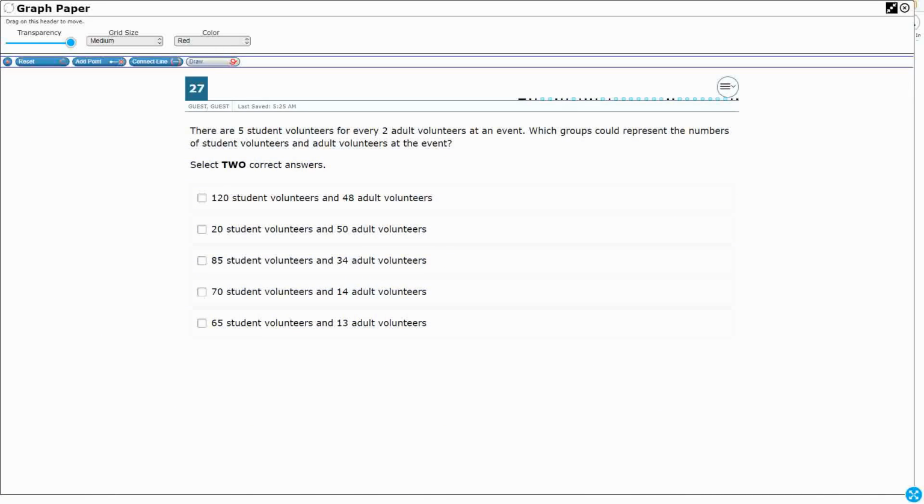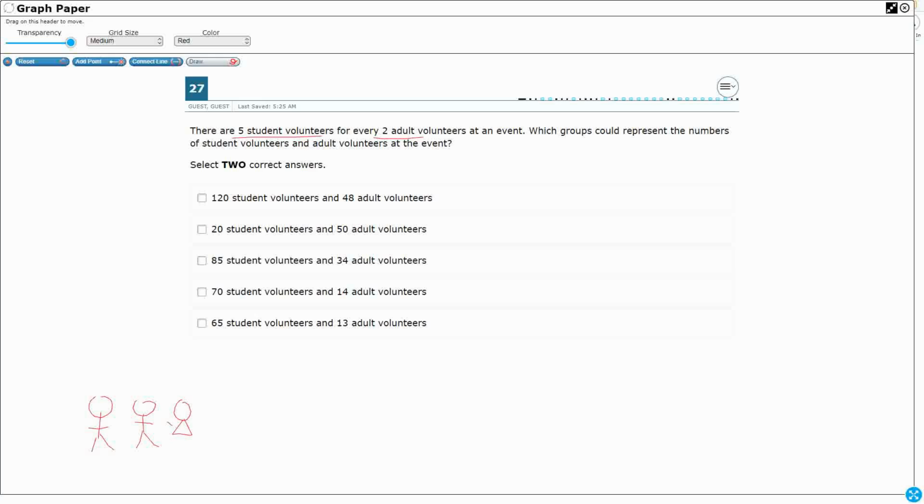So the situation looks like it's pretty simple. We've got 5 student volunteers for every 2 adult volunteers, right? So I'm going to just draw a picture of that. I'm going to put 5 students like this. I'm going to make them small so we can see that they're students. And then I'm going to put in a different color 2 adults, right? Maybe a teacher and a teacher assistant. You never know. All right, so there we go. That's our ratio. We've got 5 students for every 2 adult volunteers.